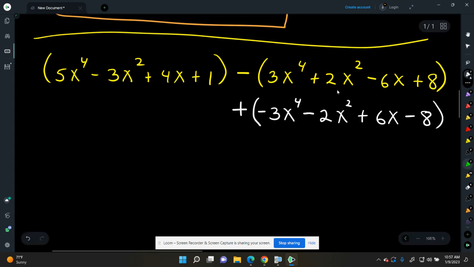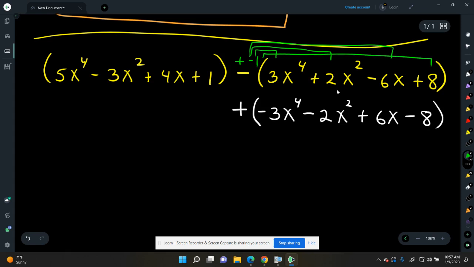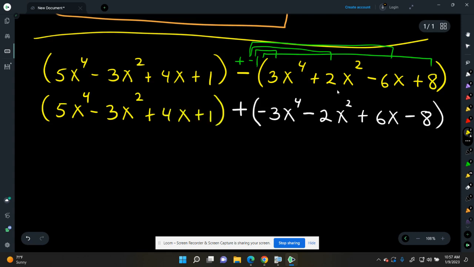Okay, the reason that we did that is that this minus is the same thing as plus negative 1. And what we did is we distributed that negative 1 to everything inside the parentheses, which ends up just changing the sign of everything inside the parentheses. Okay, so what we do, if we start off, we just rewrite it, change it to a plus, and then change the sign of everything in the parenthesis that comes after the minus. Notice how everything in the first parenthesis stayed the same.